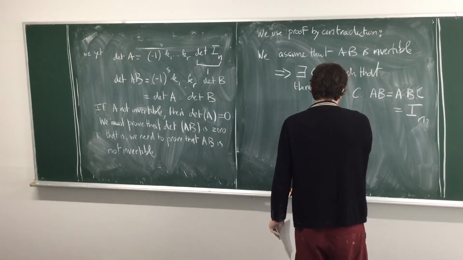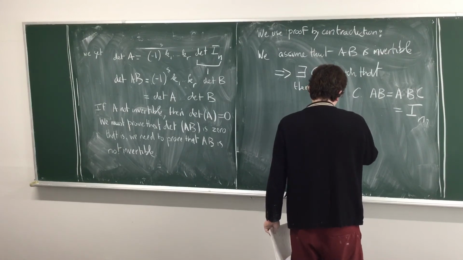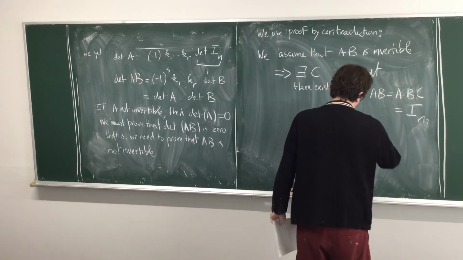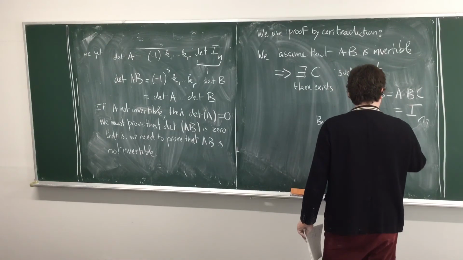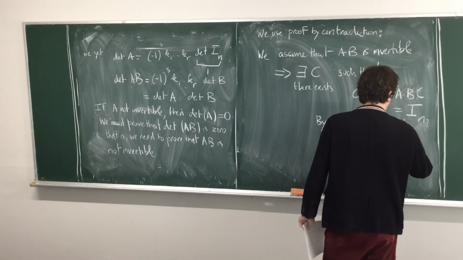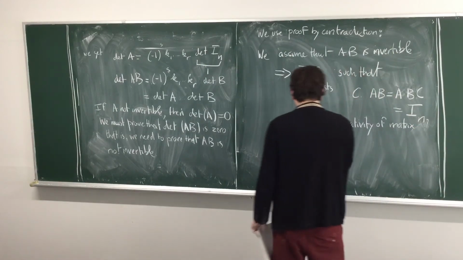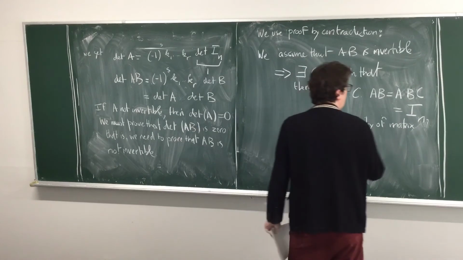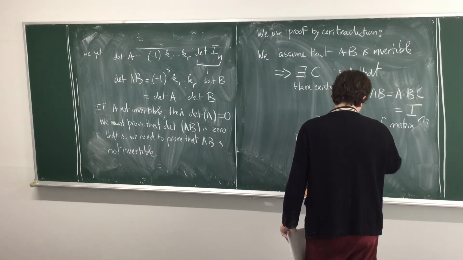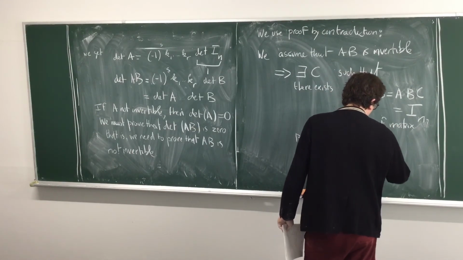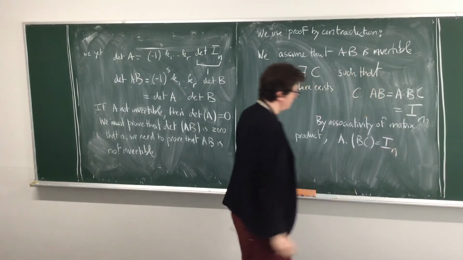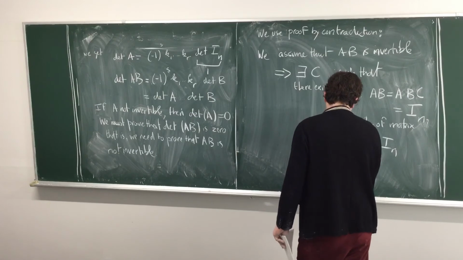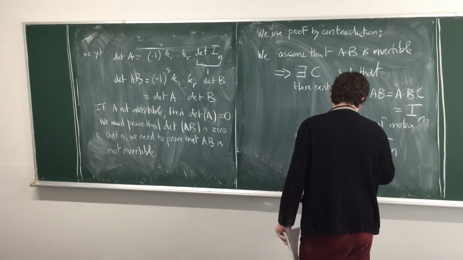By associativity of matrix product, we can conclude that A times BC equals the identity. And this will imply that A is invertible.